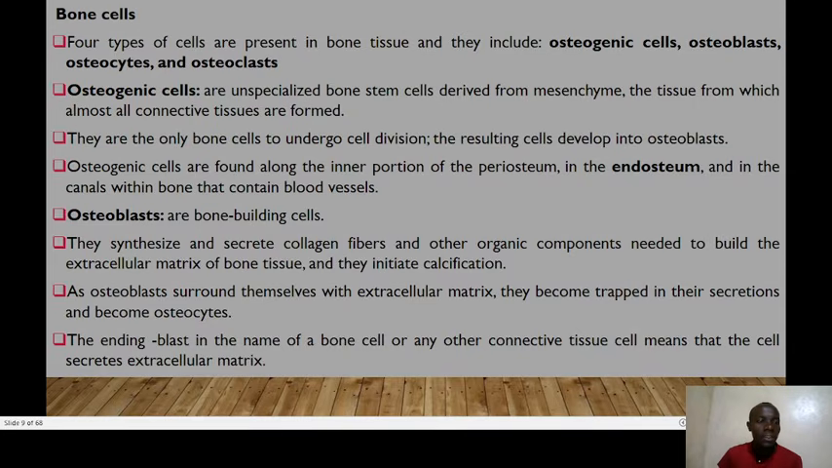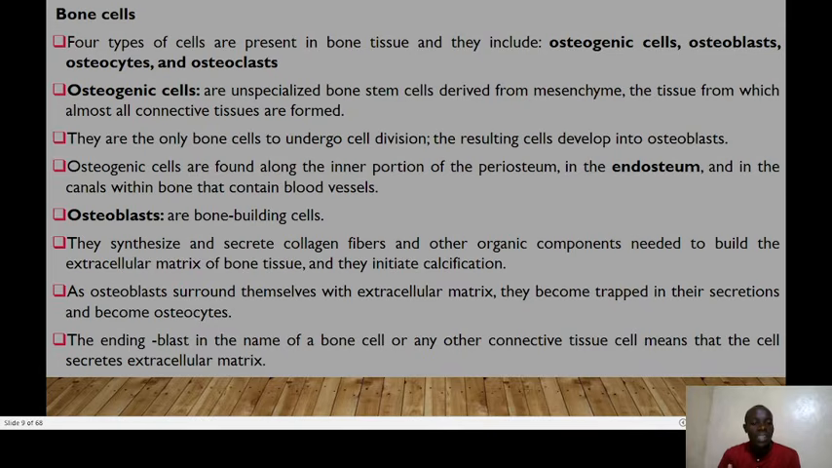So after looking at osteogenic cells, we look at the osteoblasts, and osteoblasts are bone forming cells. The ending blast in the name of a bone cell or any other connective tissue means that the cell secretes extracellular matrix. So the osteoblasts will secrete and synthesize collagen fibers and other organic components needed to build the extracellular matrix of a bone, and they initiate the calcification process.